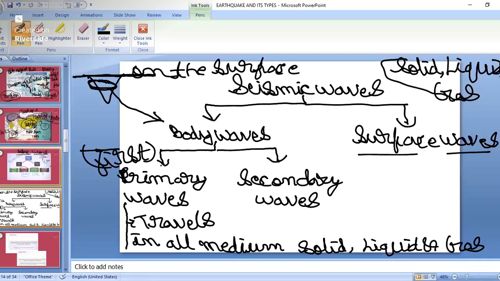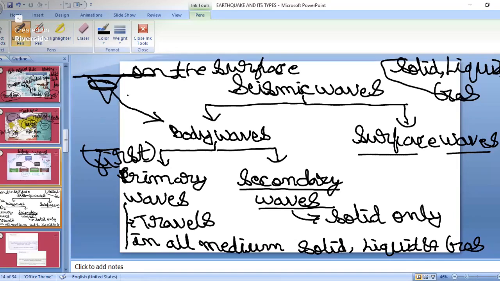First we have that shaking, which is the primary waves, and after it, if another wave arrives a second time, that wave is the secondary waves. This secondary wave travels only through the solid. Remember, it travels only through the solid.